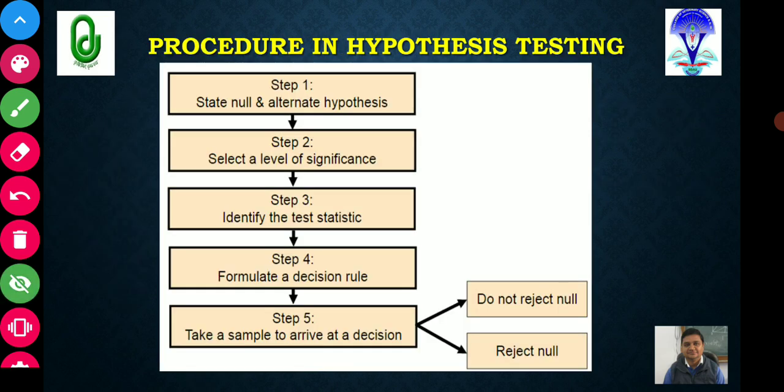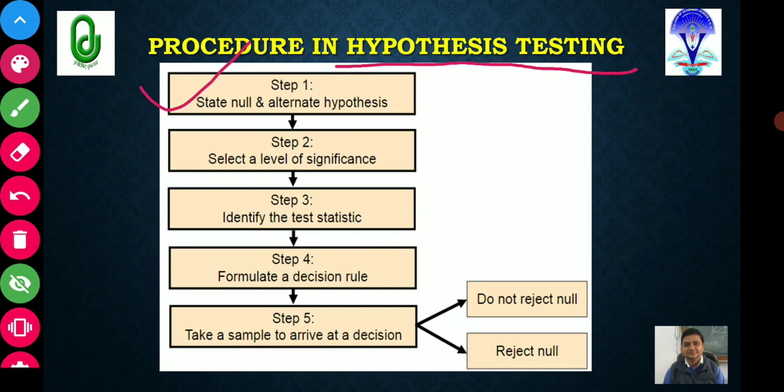Now, what are the procedures in hypothesis testing? In this lecture, I will be concentrating mainly on hypothesis testing. There are different procedures in hypothesis testing. The first one is to state the null and alternate hypothesis. First of all, we have to say something about the null and alternate hypothesis. So what is the null and alternate hypothesis? We will be discussing it further in this lecture.